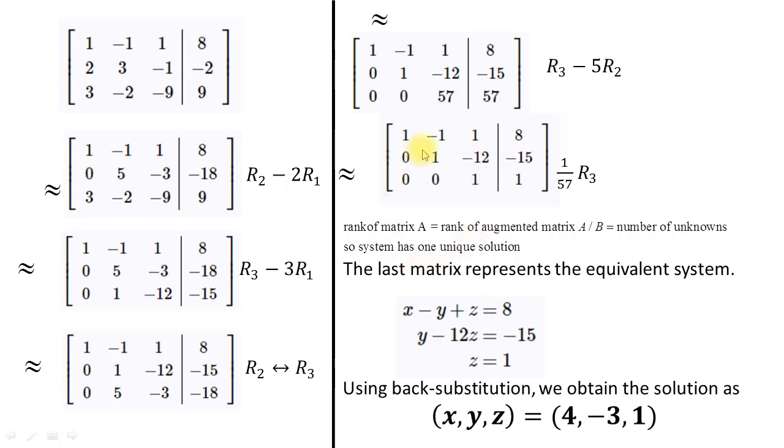We obtain x minus y plus z is equal to 8, and y minus 12z is equal to minus 15, and z is equal to 1. Now using back substitution we obtain the value of z is 1, and putting the value of z in this equation, after simplification we obtain the value of y is 3, and putting the values of y and z in this equation we obtain the value of x. So this system has a unique solution.